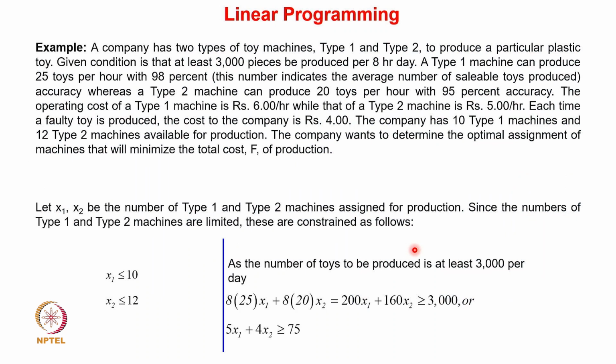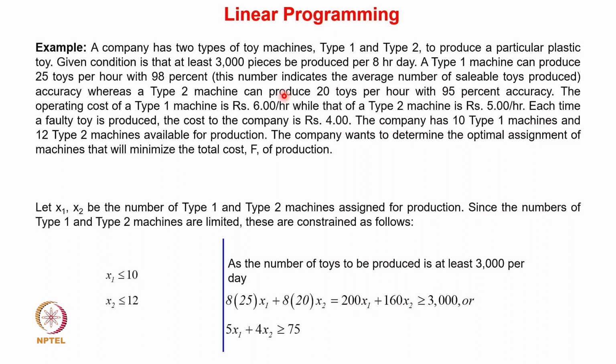A company has two types of toy machines, type 1 and type 2, to produce a particular plastic toy. The given condition is that at least 3000 pieces must be produced per 8 hour day. A type 1 machine can produce 25 toys per hour with 98%.